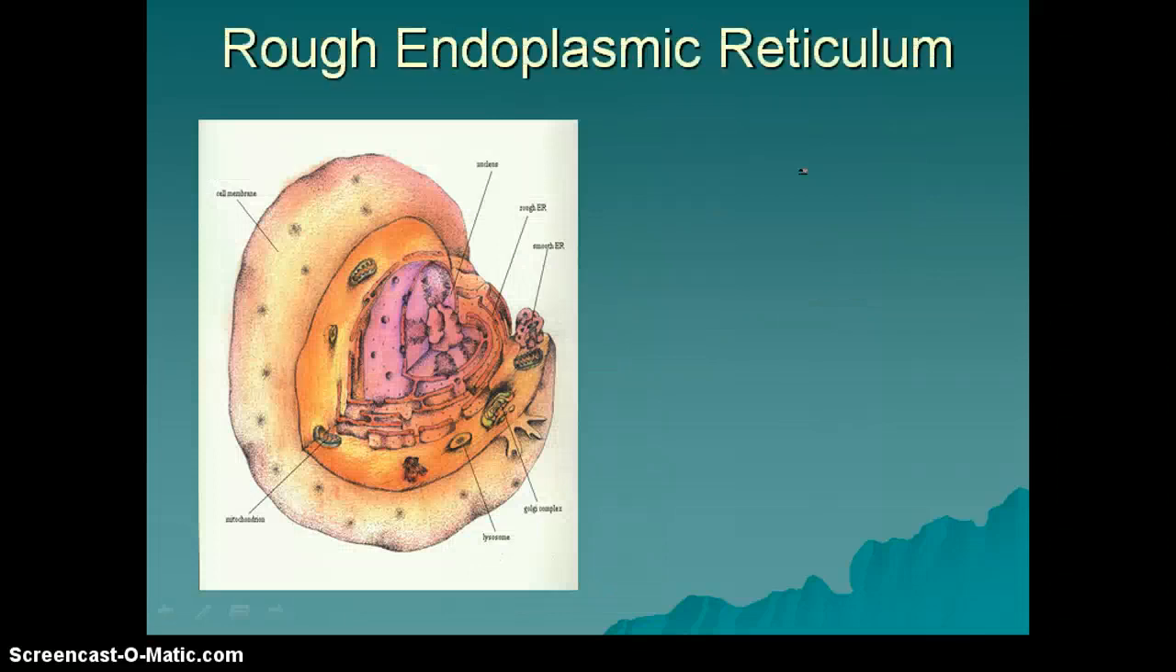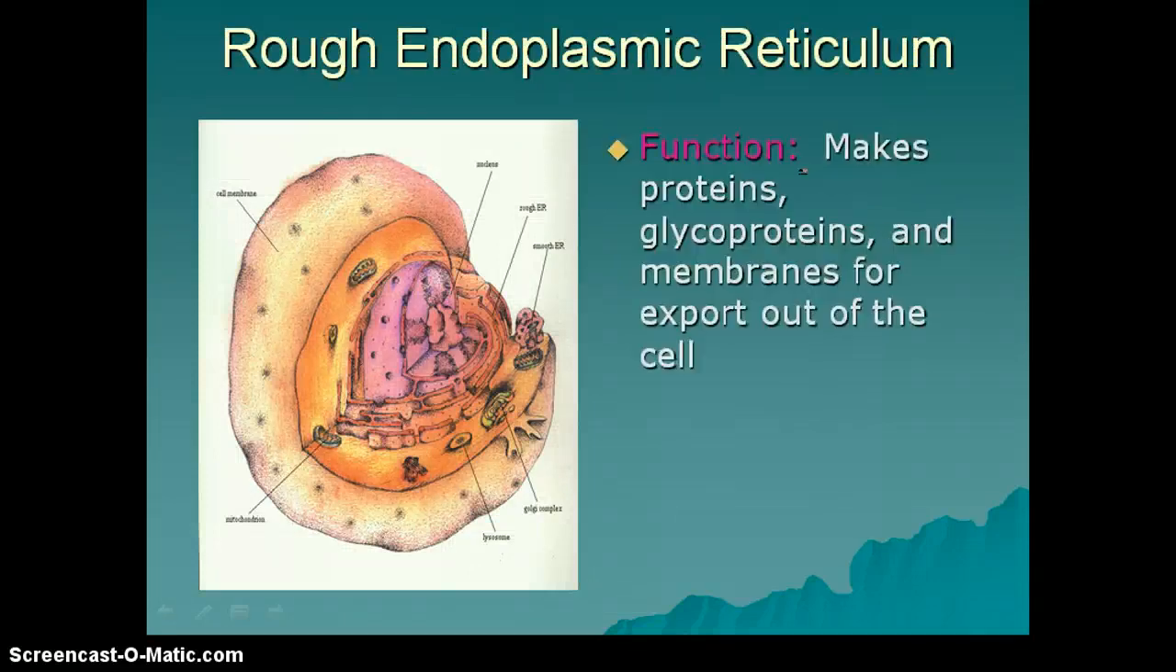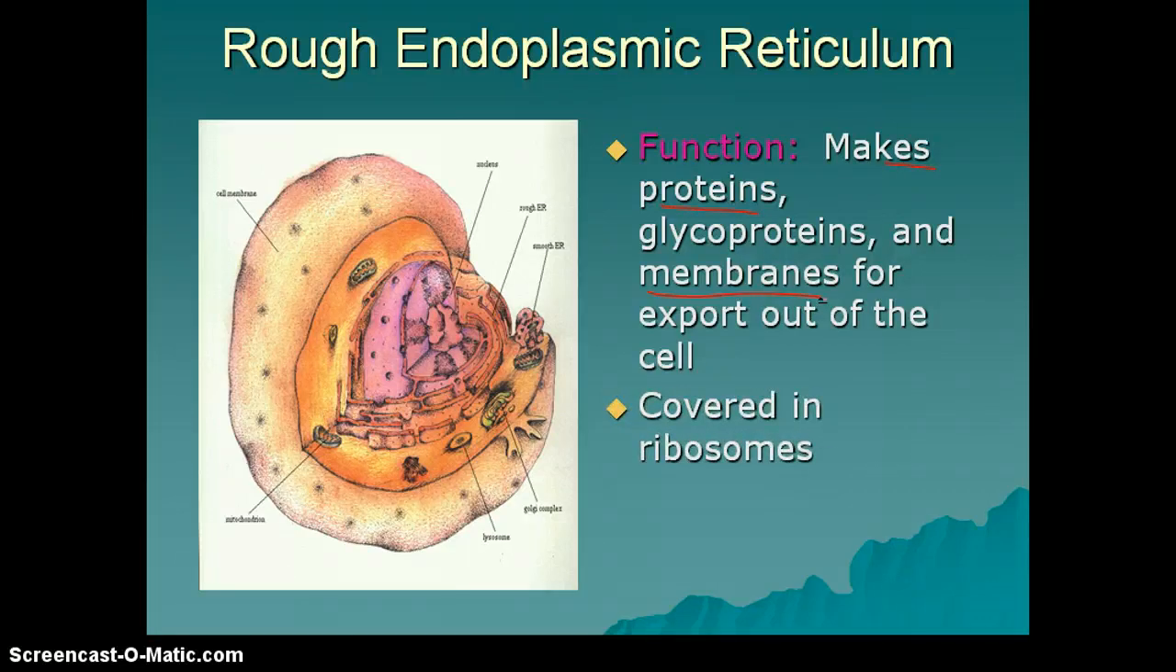Okay, the next organelle is the rough endoplasmic reticulum. Key things here is it helps to make proteins, glycoproteins, and membranes. Membranes are cell membranes, so it helps to make those phospholipid bilayers. And what it'll do is it prepares them for export out of the cell. It is covered in ribosomes, and ribosomes we're going to get to in just a few minutes. It'll be one of the other organelles.